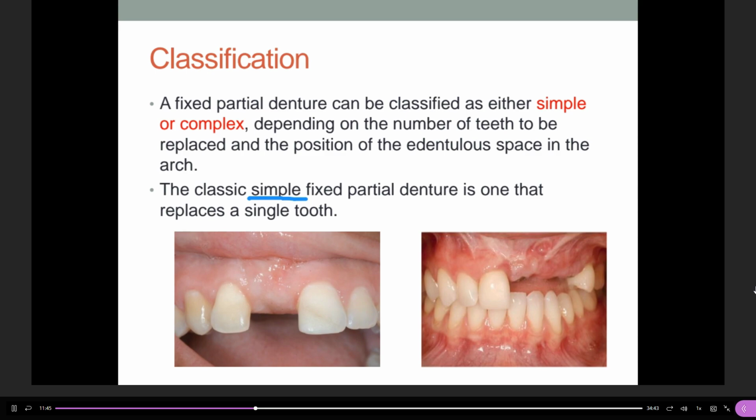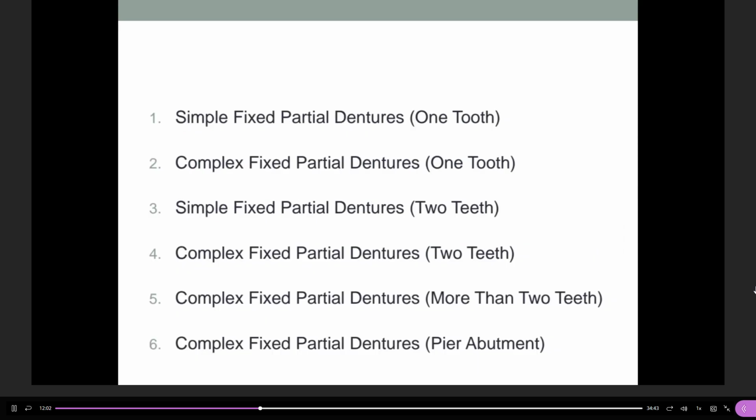So in our curriculum, you are supposed to do only a simple fixed prosthesis. Any prosthesis which replaces more than one tooth is not a simple prosthesis. It is considered a complex prosthesis. So we have this classification for this understanding.